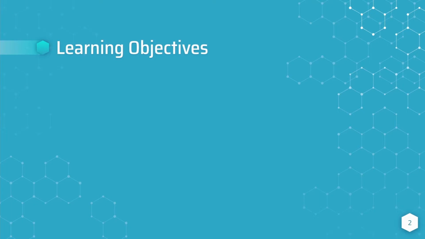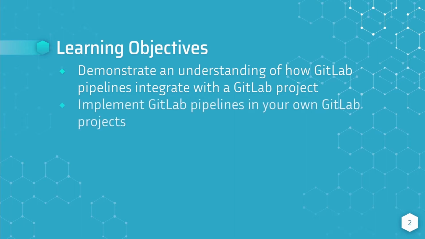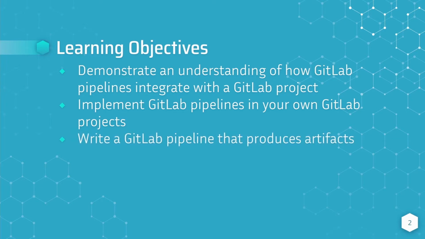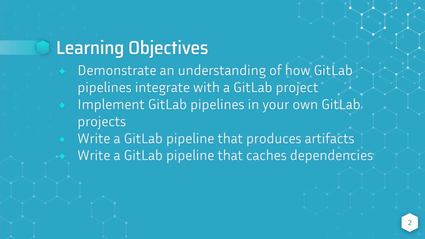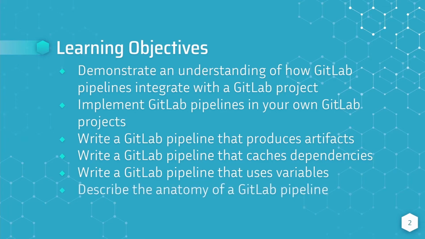Let's review our learning objectives for this module. After completing this module, you should be able to do the following. Demonstrate an understanding of how GitLab pipelines integrate with a GitLab project. Implement GitLab pipelines in your own GitLab projects. Write a GitLab pipeline that produces artifacts. Write a GitLab pipeline that caches dependencies. Write a GitLab pipeline that uses variables. And finally, describe the anatomy of a GitLab pipeline.